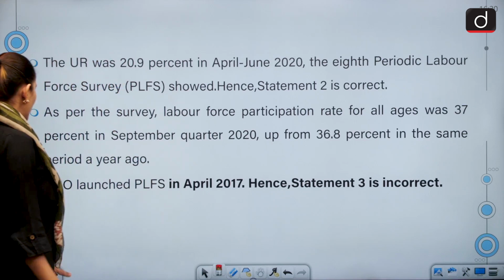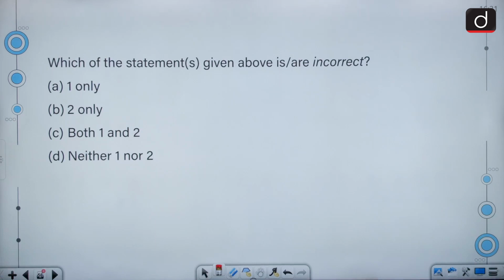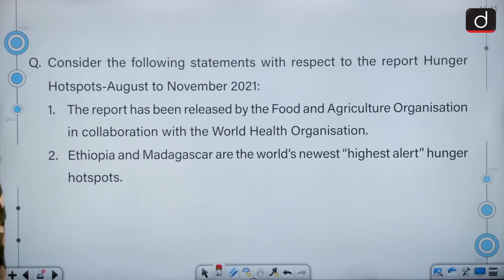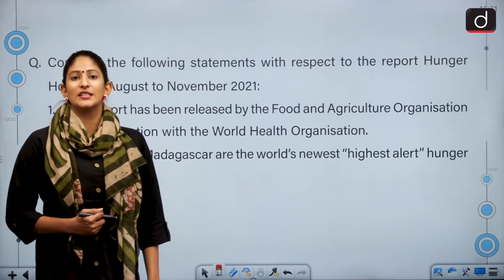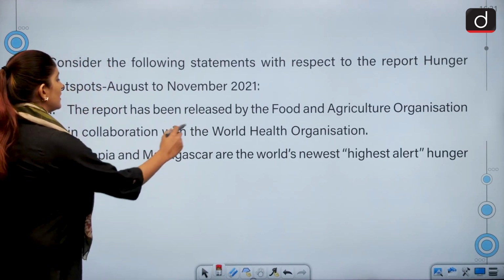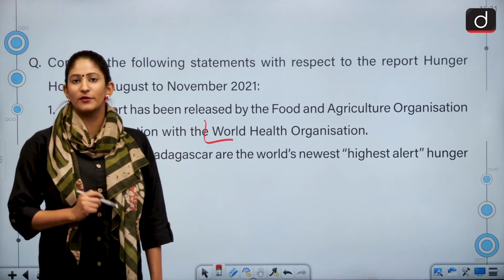Moving on. Consider the following statements with respect to the report Hunger Hotspots, August to November 2021. The report has been released by the Food and Agriculture Organization in collaboration with the World Health Organization. Ethiopia and Madagascar are the world's newest highest alert hunger hotspots. We have to select the statement which is or are incorrect. Now, Hunger Hotspots from August to November 2021 has been released by the Food and Agriculture Organization in collaboration with the World Food Program, not the World Health Organization. So the first statement is incorrect.